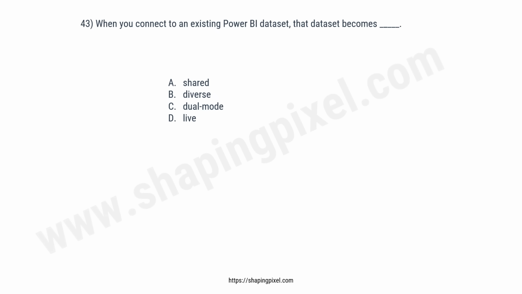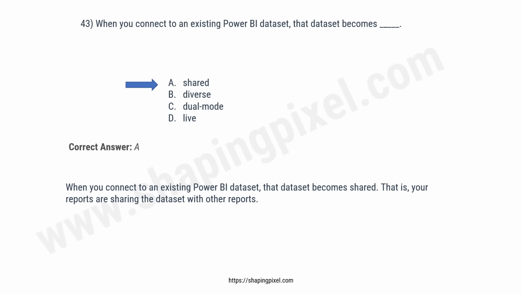So question number 43. When you connect to an existing Power BI dataset, that dataset becomes dash. And we have four options: shared, diverse, dual mode, live. So the right answer here is option A, shared. So when you connect to an existing Power BI dataset, the dataset becomes shared. That is, your reports are sharing the dataset with other reports.